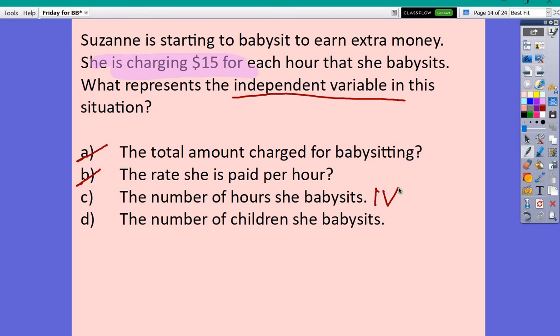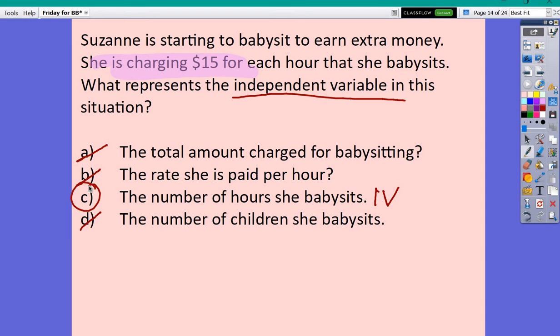Let's check out D. D says the number of children she babysits. And again, she can't really control this. She could say no if somebody had like 17 kids because that's way too much work, but she doesn't get to decide how many kids each family has. So our independent variable is the number of hours that she babysits.